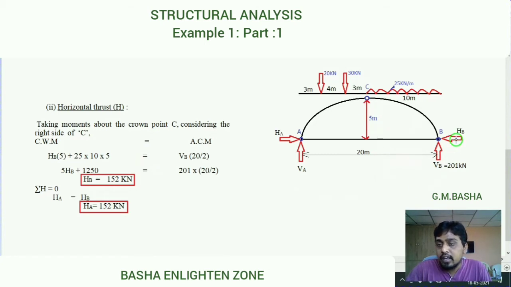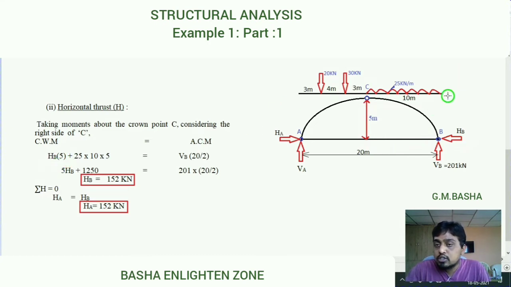So see here, HB into C. This one will be the clockwise moment rotating about C like this. HB into C. Follow the cursor. What is the distance up to the crown point? HB into 5. Force into distance is the moment. I am resolving the moment about C. HB into 5, in the clockwise moments I am mentioning that one.